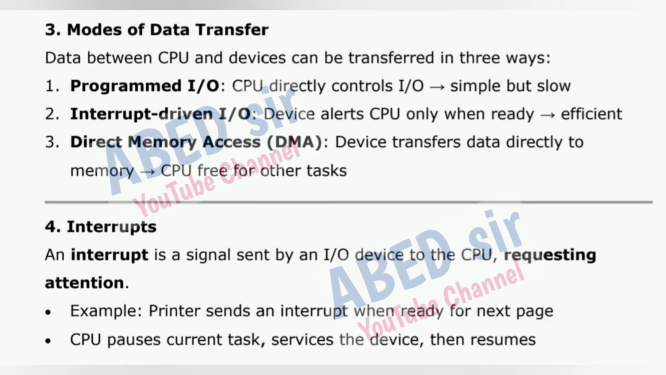4. Interrupts. An interrupt is a signal sent by an I/O device to the CPU, requesting attention. Example: printer sends an interrupt when ready for next page. CPU pauses current task, services the device, then resumes.